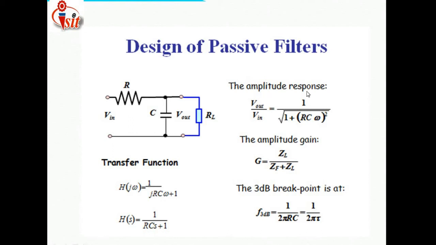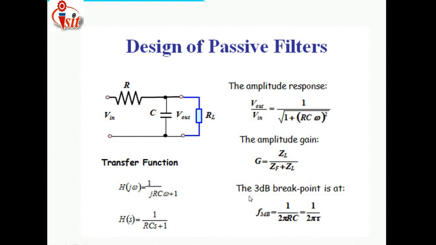Just see here, the amplitude response for the passive filter, Vout divided by Vin, is 1 divided by the square root of 1 plus (RC omega) squared. The amplitude gain of the passive filter is represented by the letter G. G is equal to ZL divided by ZF plus ZL. This is the transfer function related to the passive filter. It is calculated by the formula H(jw) is equal to 1 divided by (jRC omega plus 1). This is the factor related to the transfer function of the passive filter.